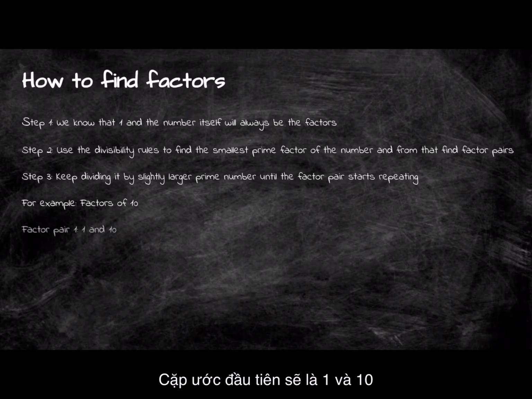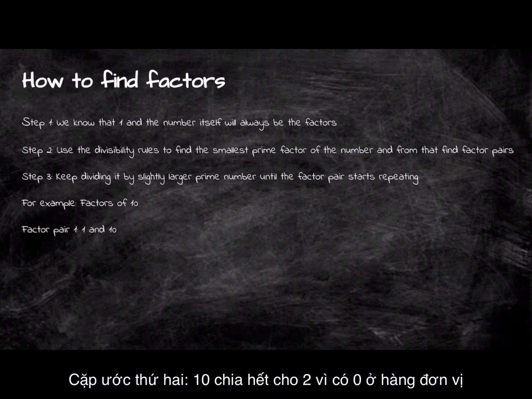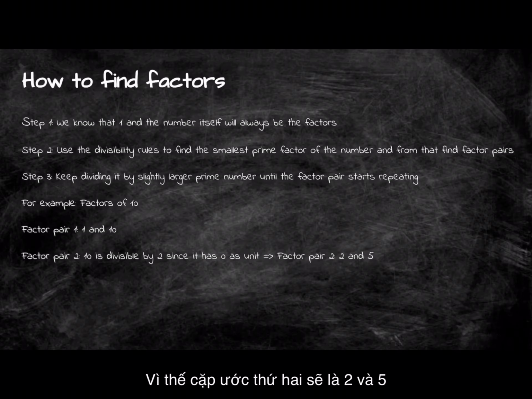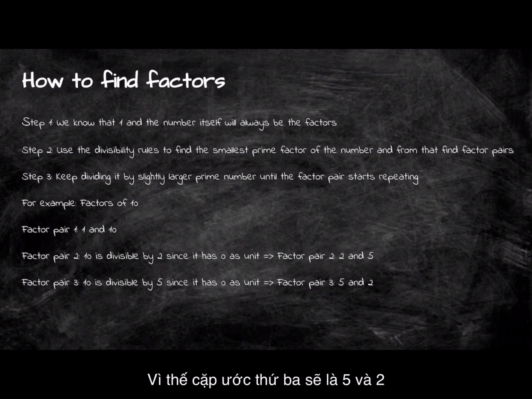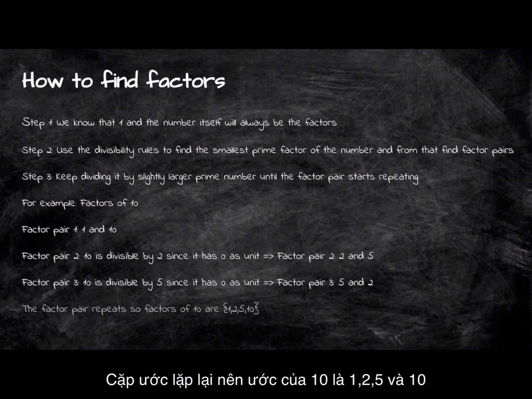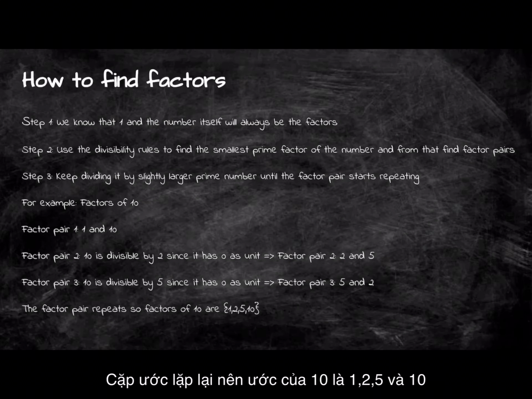Factor pair number 1 will be 1 and 10. Factor pair number 2: 10 is divisible by 2 since it has 0 as unit. Therefore, factor pair number 2 will be 2 and 5. Factor pair number 3: 10 is divisible by 5 since it has 0 as unit. Therefore, factor pair number 3 will be 5 and 2. The factor pair repeats, so the factors of 10 are 1, 2, 5, and 10.